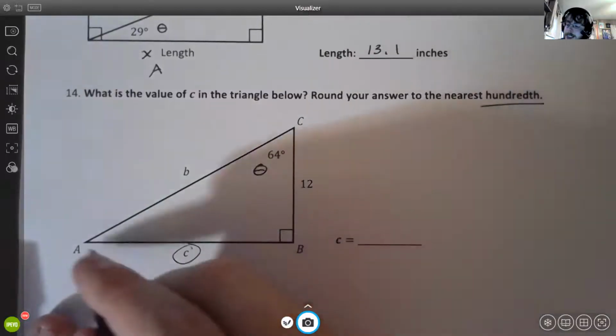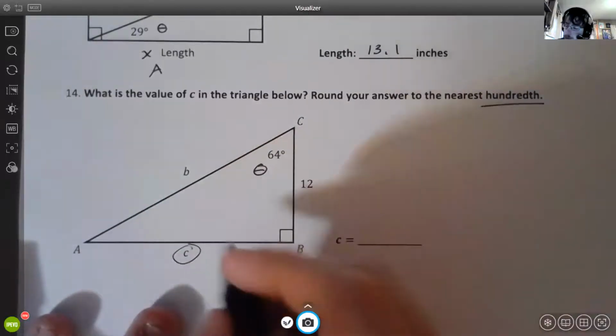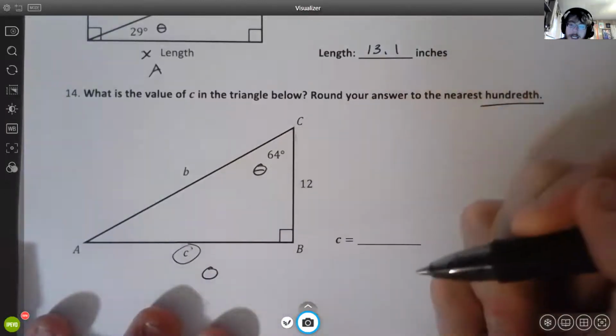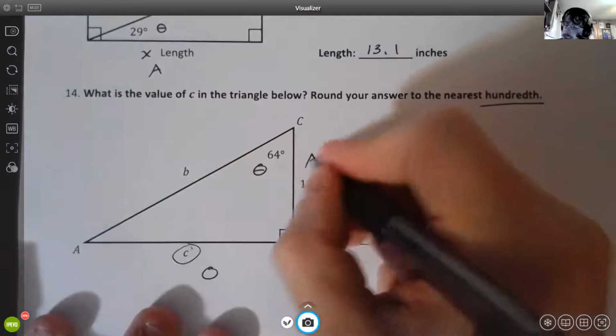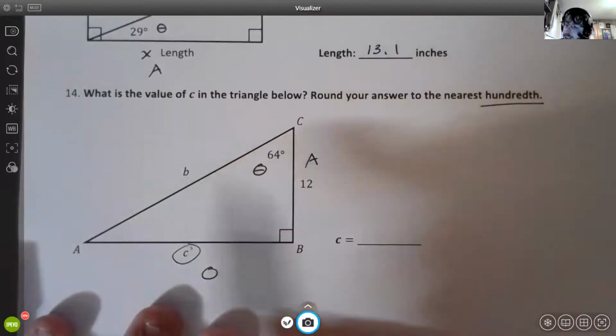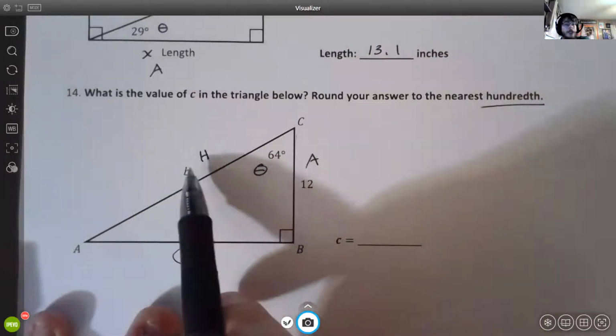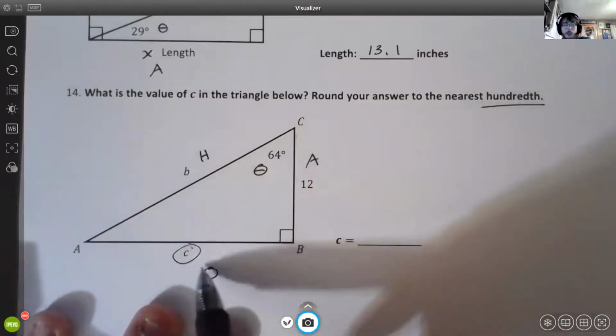C is on the side that does not touch theta, so it's going to be our opposite side. And 12 is on the side that does touch theta, so that's our adjacent side. And B is our hypotenuse. Since it does not ask for B, we're not going to worry about it. We only want to know C.